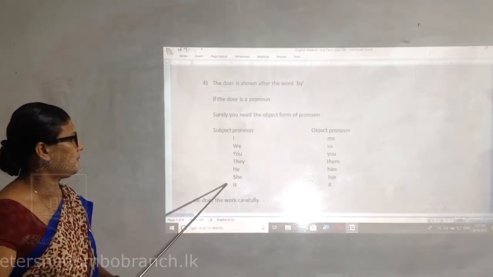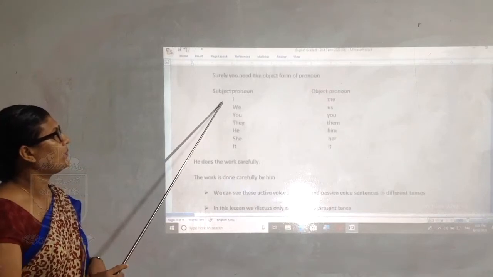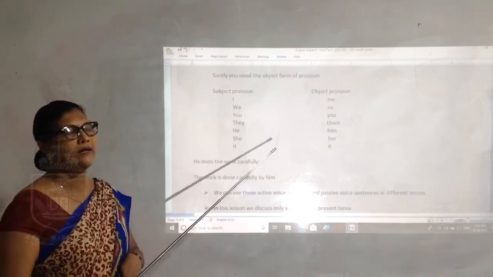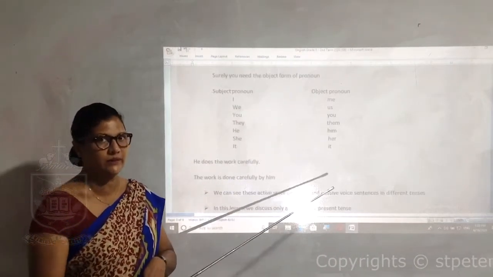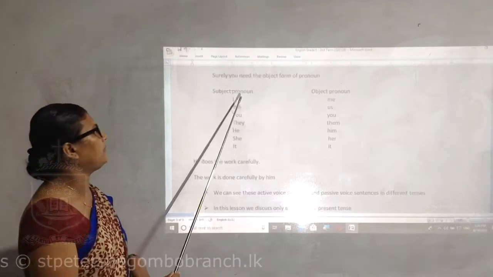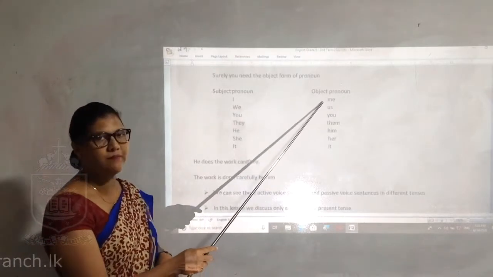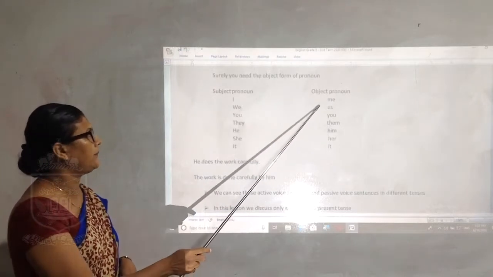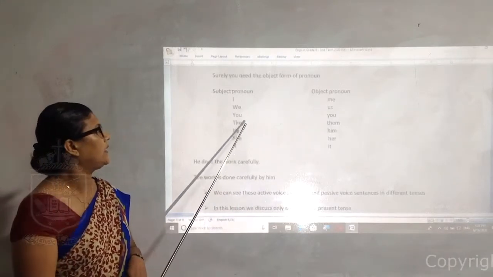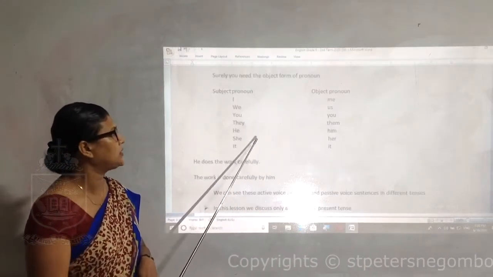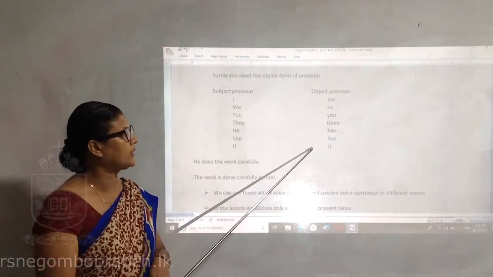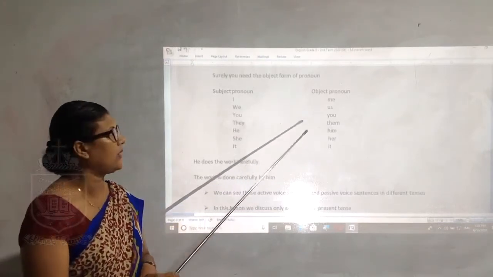I just remind you the pronouns: I, we, you, they, he, she, it. These are the subject pronouns. When you write these subject pronouns after the word by, you will have to turn them into object pronouns. If it is I, you will have to write it as me. That is the object pronoun. I, me; we, us; you, you, the same word; they, them; he, him; she, her; it, it. You have learnt these things in your smaller classes, but you have to recall your memory now in this lesson.